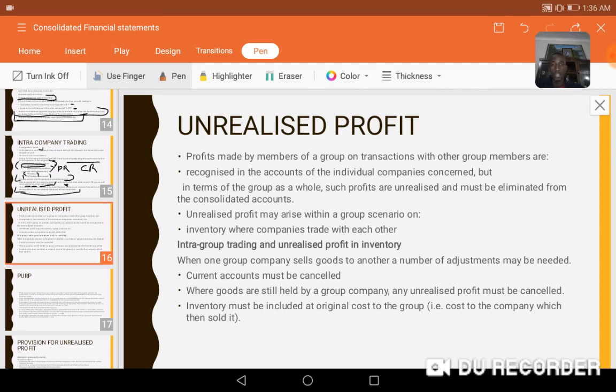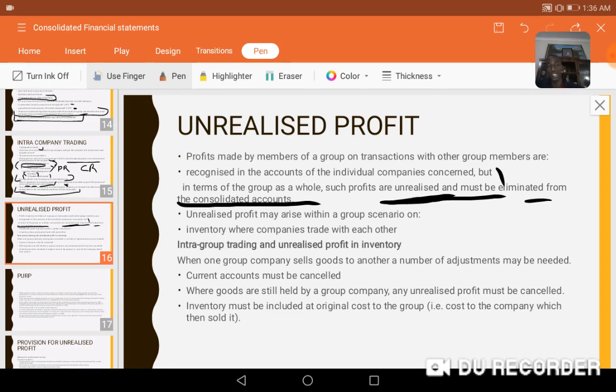Recognized in the accounts of the individual companies concerned, but in terms of the group as a whole, such profits are unrealized and must be eliminated from the accounts. Such profits are unrealized. Remember, I said the profits are only going to be realized when those goods are sold to an outsider. And in the previous slide, I said intra-company transactions are void or must be cancelled or must be eliminated.